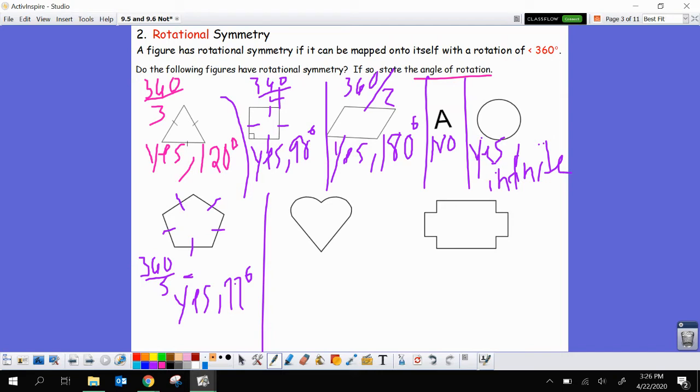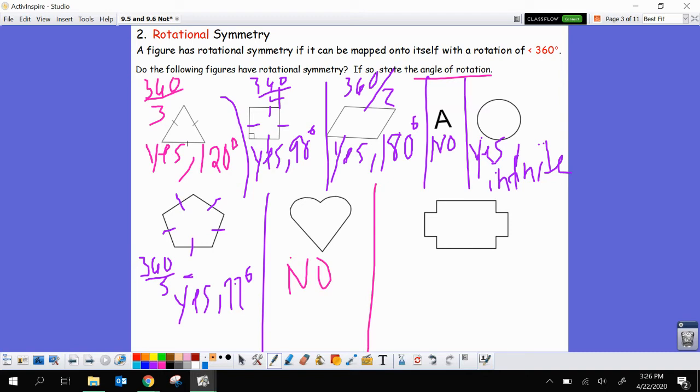Okay, here's the heart. This heart looks a little bit better than mine. So here, again, we knew that there was line symmetry, but if I tried to rotate this around, it's not going to look like itself until it gets all the way around. And so here, this does not have rotational symmetry.